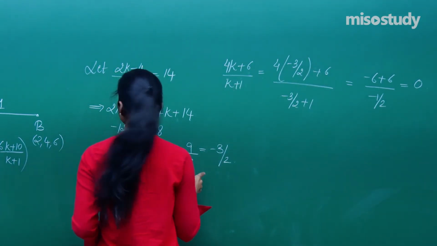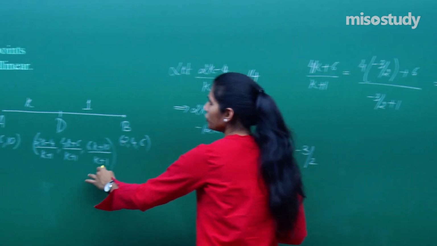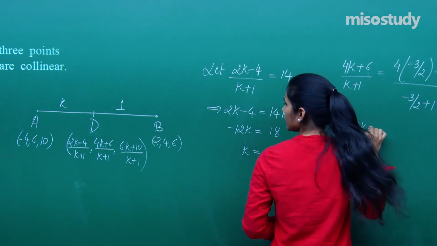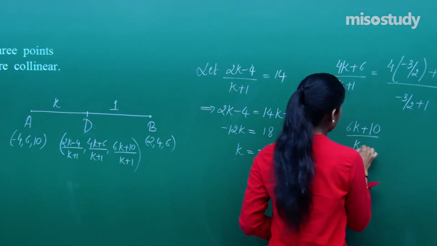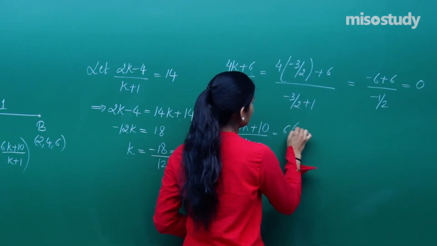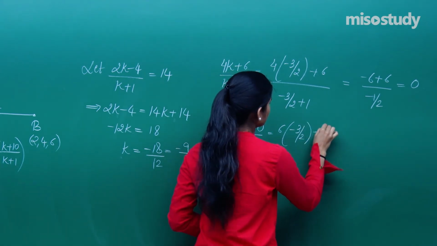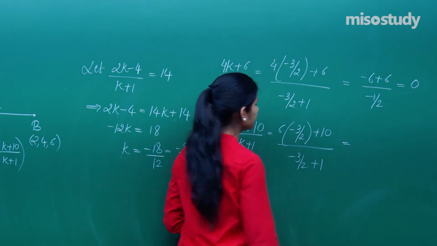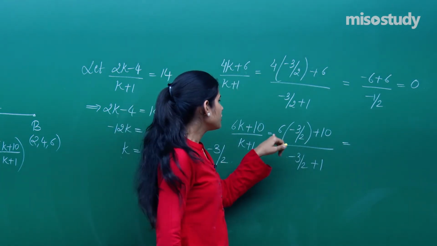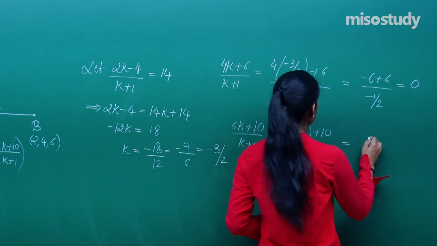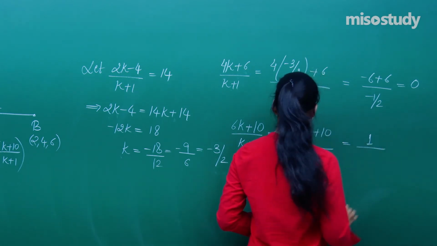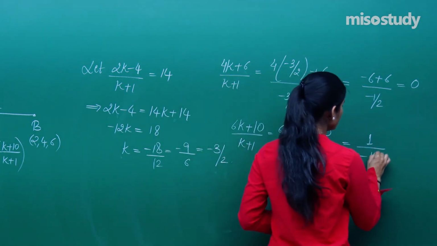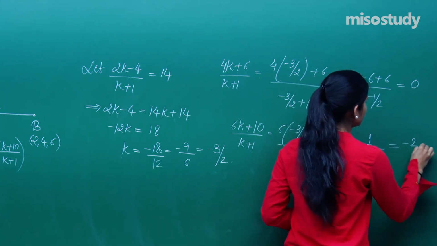And for the same value of k, let me see if z coordinate of D is coming out to be equal to z coordinate of C or not. 6k plus 10 upon k plus 1 turns out to be 6 into minus 3 by 2 plus 10 upon minus 3 by 2 plus 1. This gives you what? Minus 9 plus 10, which is 1, whole upon minus 3 plus 2, that is minus 1 by 2, which is minus 2.